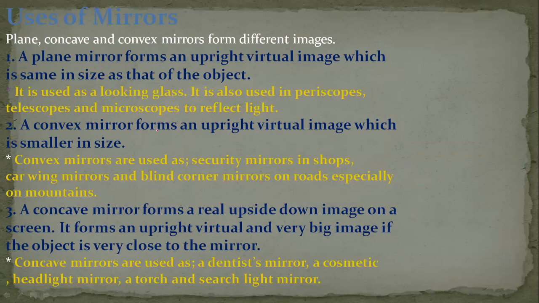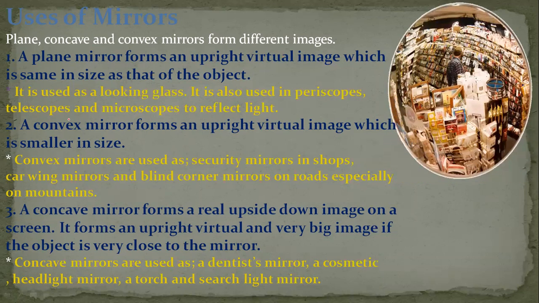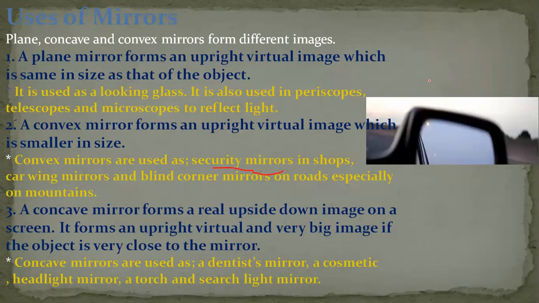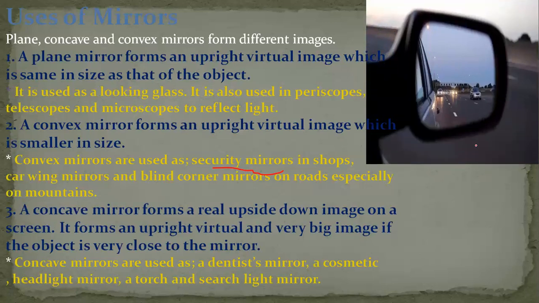Now we will see that a convex mirror forms an upright virtual image which is smaller in size. We have seen that a convex mirror is a diverging mirror, so it makes the image at the back of the mirror. You can see that this mirror is used as a security mirror in shops, by which we can see lots of things in the smaller image. So the upright virtual image is there. We also see this in car wing mirrors, by which we can see lots of things together at a point, because it makes a smaller, clear and upright image.